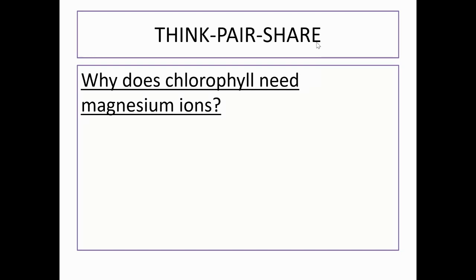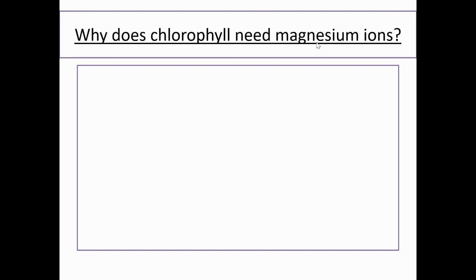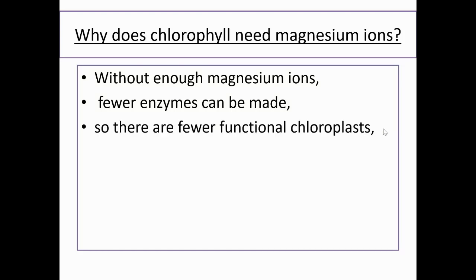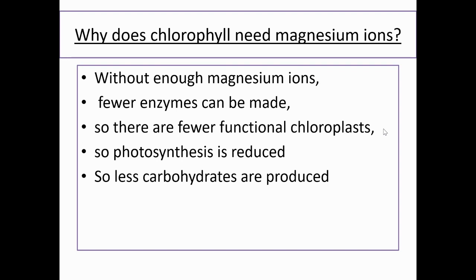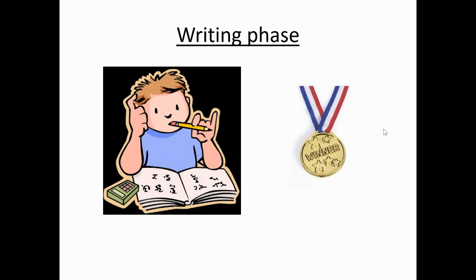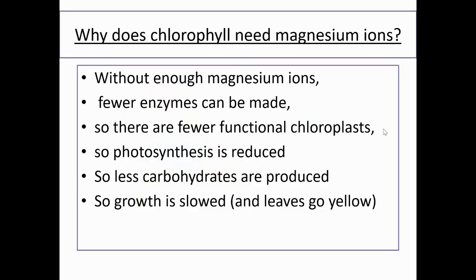Okay, welcome back, Year 10. Hopefully you've just had a nice conversation about chlorophyll and the impact of magnesium deficiency on it. Well, here's my step-by-step kind of logic to this. Without enough magnesium ions, fewer enzymes can be made. So there are fewer functional chloroplasts. So photosynthesis is reduced. So less carbohydrates are produced. So growth is slowed. This will also cause the leaves to go yellow. Make sense? So step by step there.